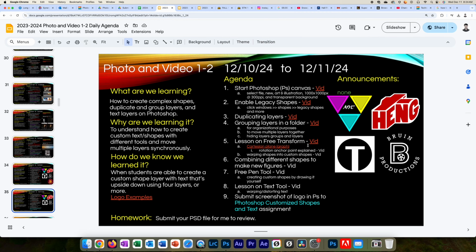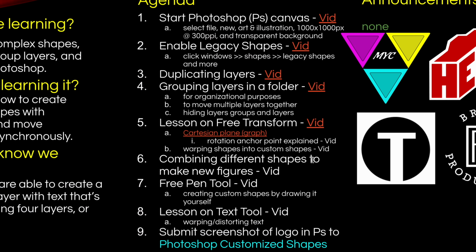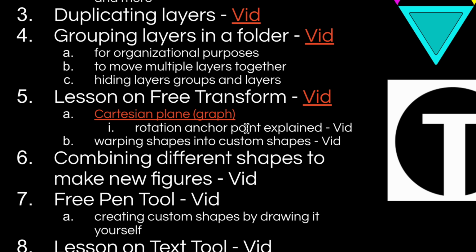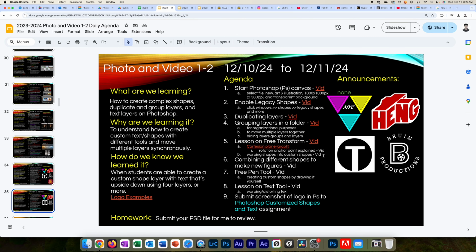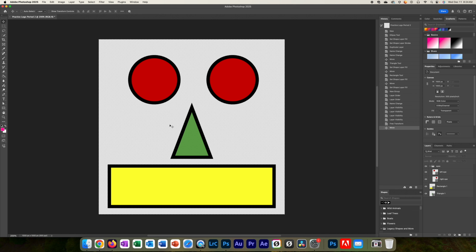Okay, so in this video, I'm going to show you how to rotate along the anchor point. Say I have my design here, again, from previous videos. I am going to go to the specific layer that I want to spin. So I'm going to use the rectangle, click on that layer.